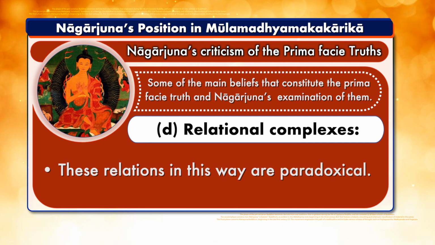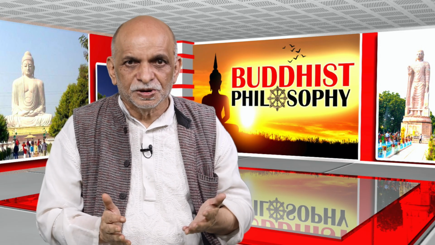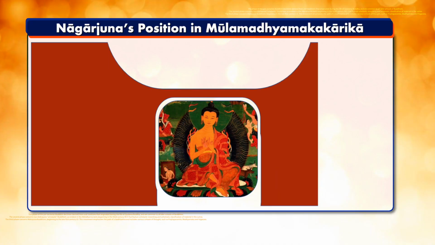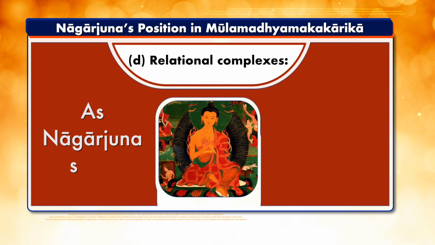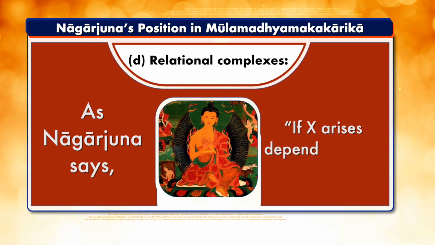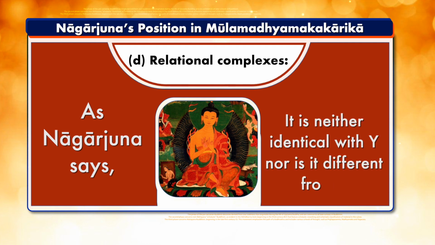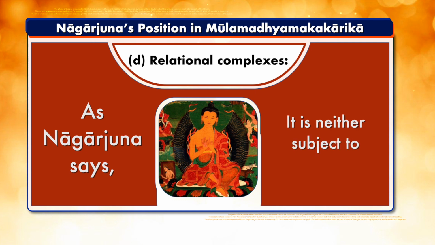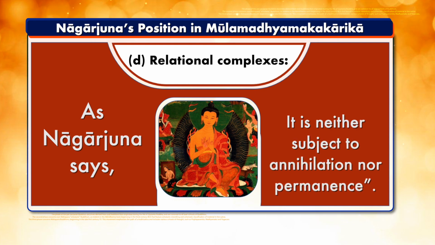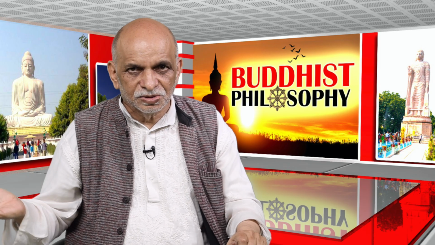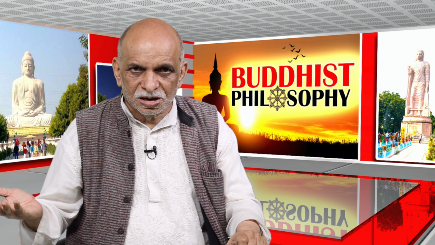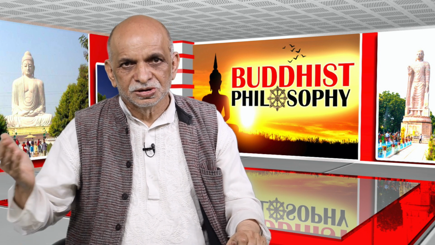They cannot be said to be absolutely real nor as absolutely unreal. Even pratitya samutpada as the relation of dependence raises the paradox of identity and difference. If x arises depending upon y, it is neither identical with y nor is it different from y. It is neither subject to annihilation nor permanence. That is what Nāgārjuna says. Pratitya yad bhavati nahi tavat tadeva tat nachanyadapi tat tasmat nochinnam napi shashvatam.